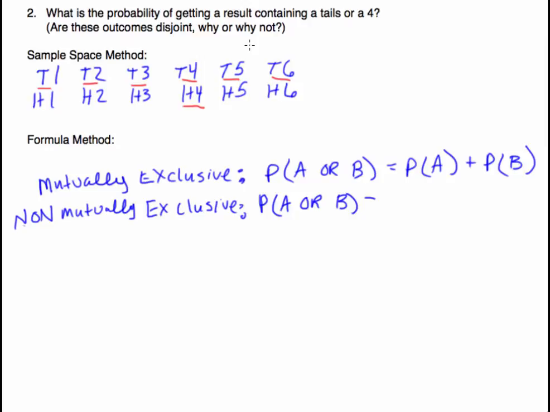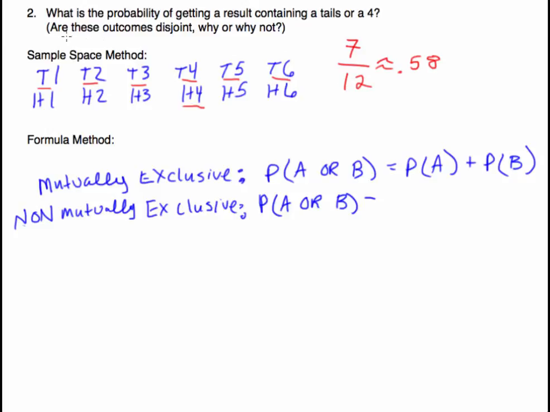So if I count these up, I have 1, 2, 3, 4, 5, 6, 7. I have 7 favorable outcomes out of, remember the sample space, 12. So my probability is 7 out of 12. And if I pick up my calculator here, 7 divided by 12 is approximately 0.58. So again, we're just counting all of the favorable outcomes and dividing by the total.